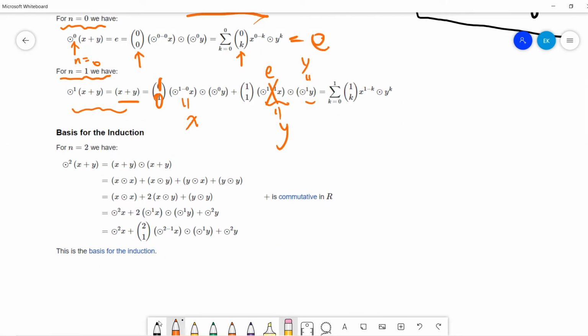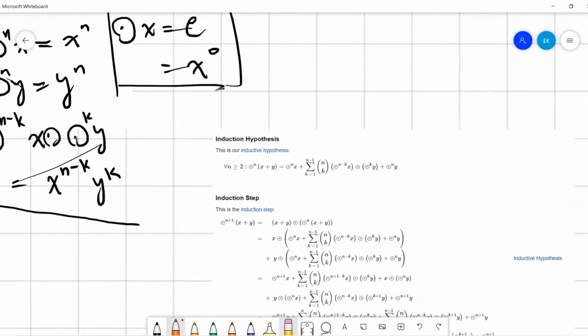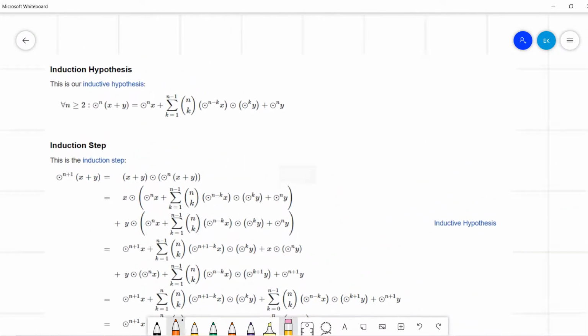So n equals 2. For example, we just expand it. Then we have this. Then this becomes this, right? These are these two terms, and this term can be written as this term and changed into this. So that is the basis for induction.